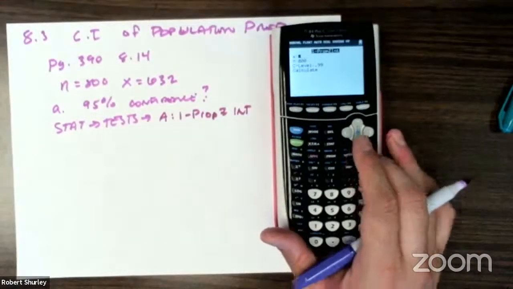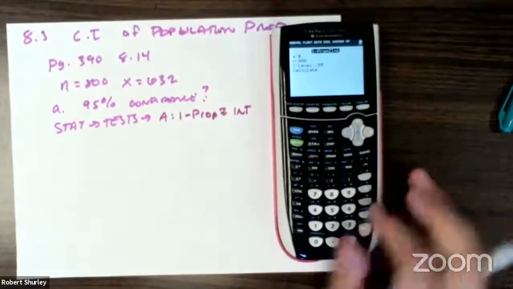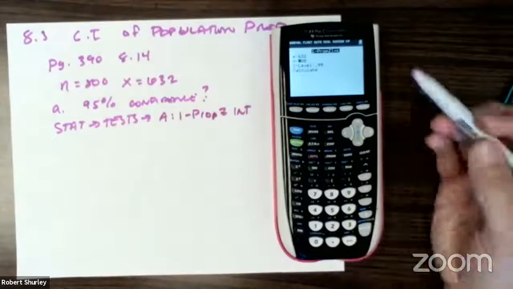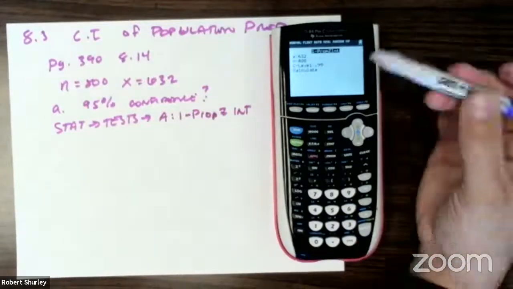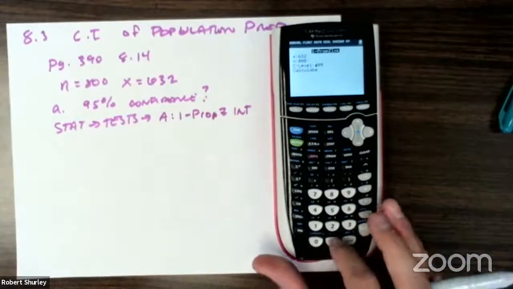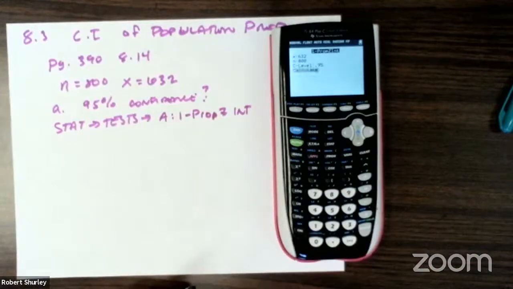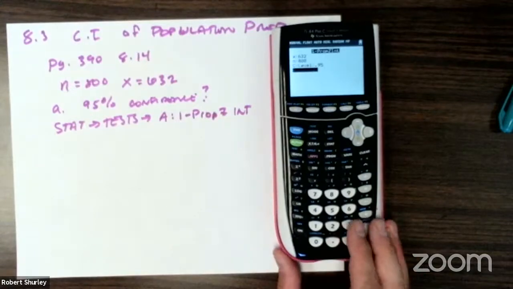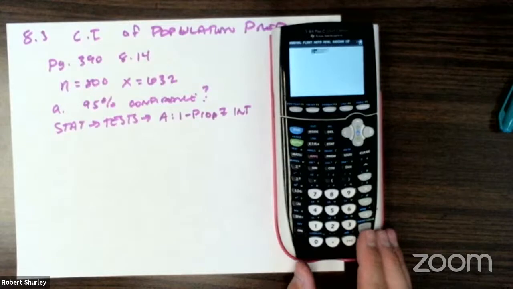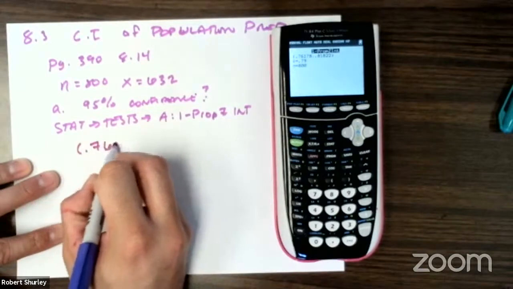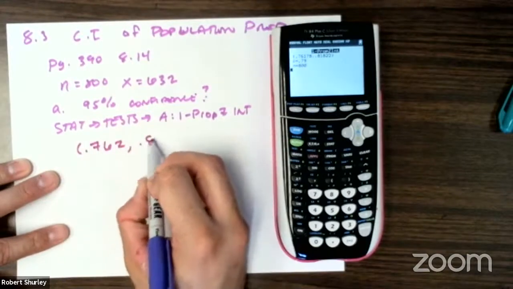I already did this example earlier just to make sure I got the right answer. But notice our X is 632 and our N is 800. The confidence level they asked for is 95%, so 0.95. Boom. And when you do that, you'll see you get 0.762 to 0.818.